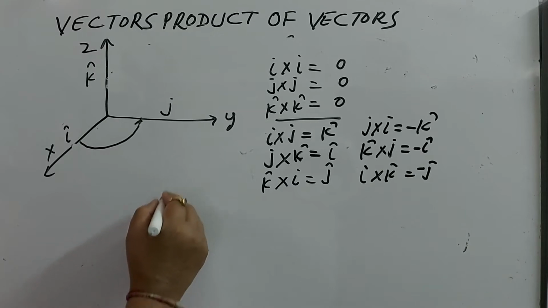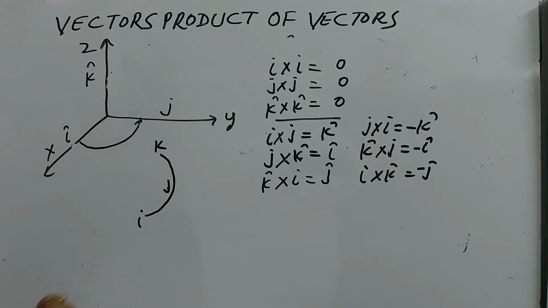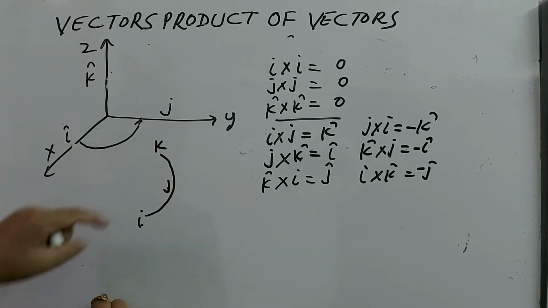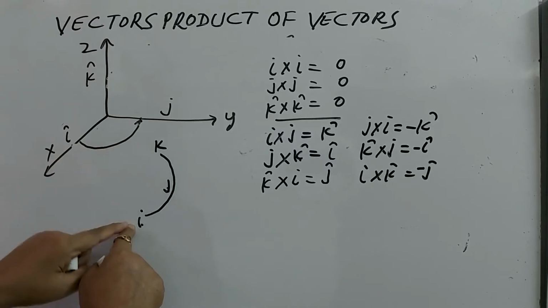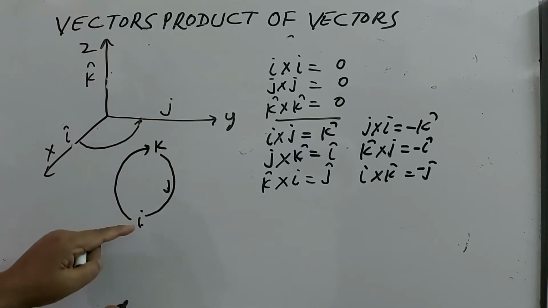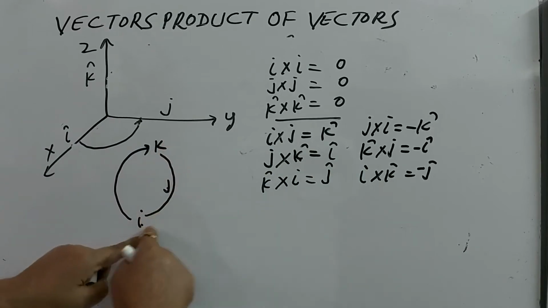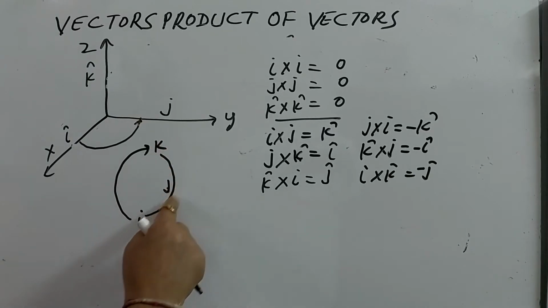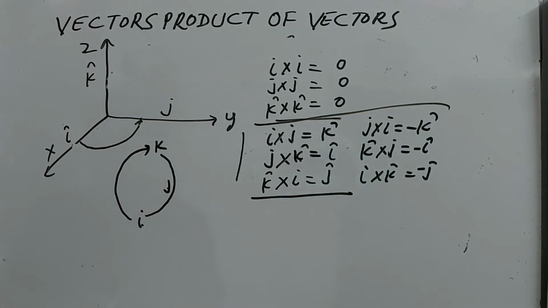To remember this, you just write like this: i, j, k. You are moving anti-clockwise. If you multiply i and j, you get k. If you multiply j and k, you get i. If you multiply k and i, you get j. But if we move opposite to this, then i cross k will be equal to minus j, k cross j will be equal to minus i, and similarly j cross i will be equal to minus k. Like this, you can remember this.